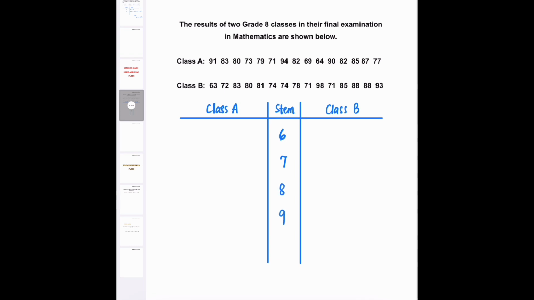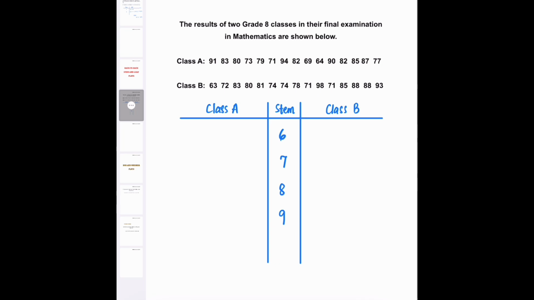There's one thing you need to take note of when drawing a stem and leaf plot: the stem column must have no break in between. In the event that there are no data values from 70 to 79, you just leave that row blank or empty. Let's start filling in.